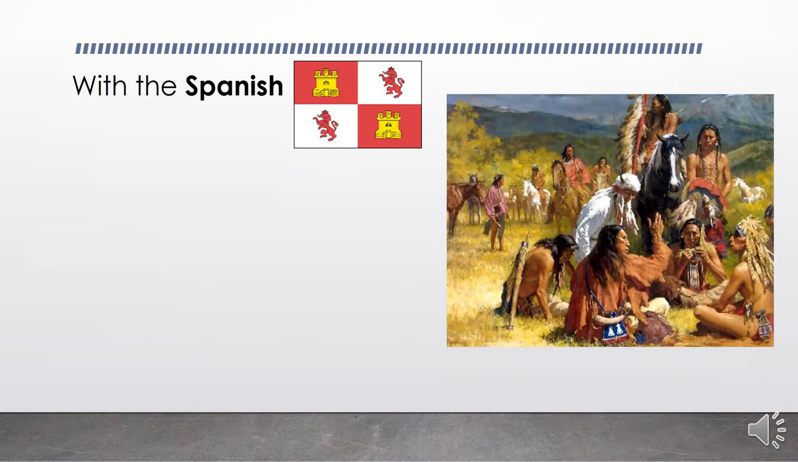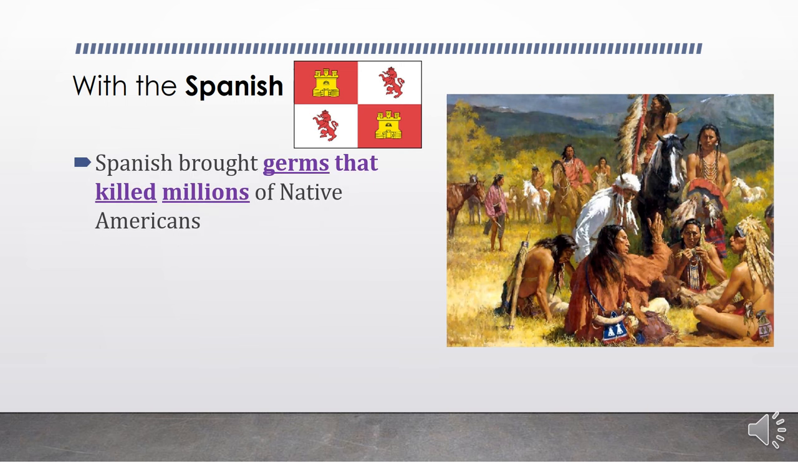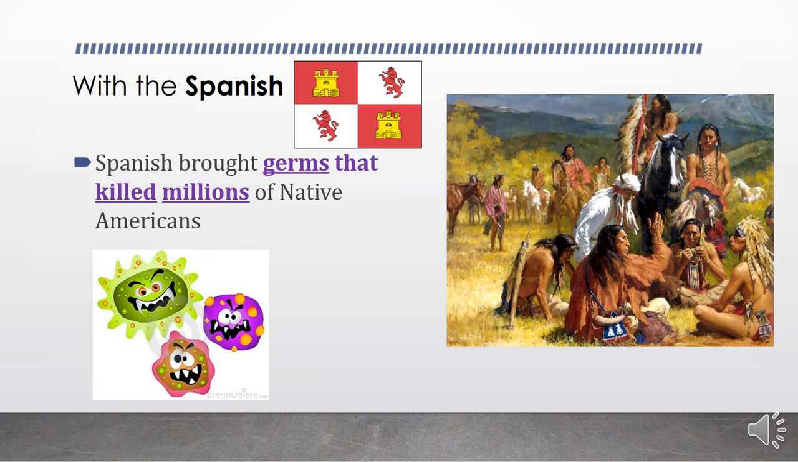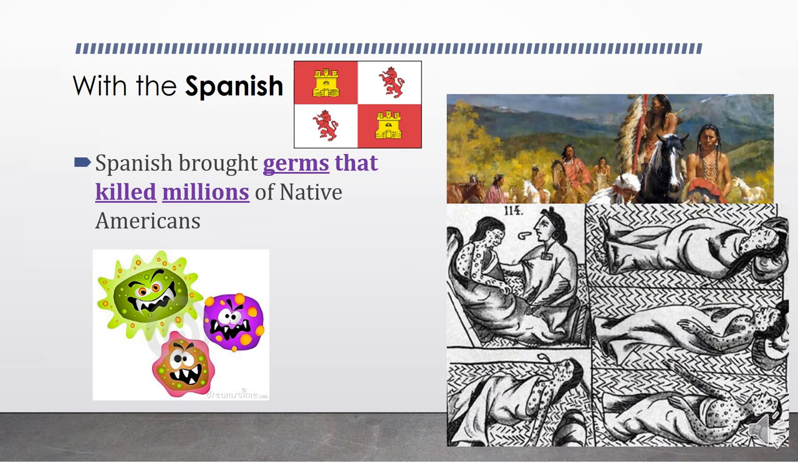With the Spanish as well, the Spanish brought along germs that killed many, many Native Americans. You see, the Native Americans' bodies did not have antibodies or white blood cells that had been prepared or trained to fight off the bacteria and the diseases that were common among Europeans. So when the Europeans come over and they begin interacting with Native Americans, whether it's positive or negative interactions, they're spreading germs, and they're bringing with them foreign germs that the Native Americans are not used to.